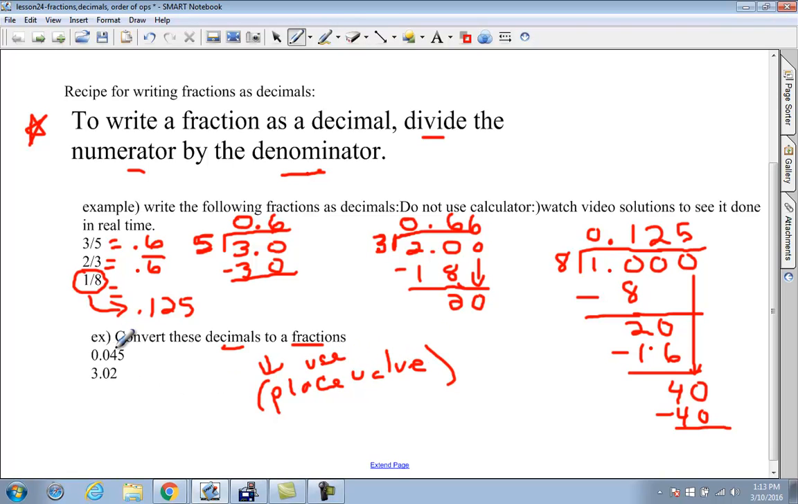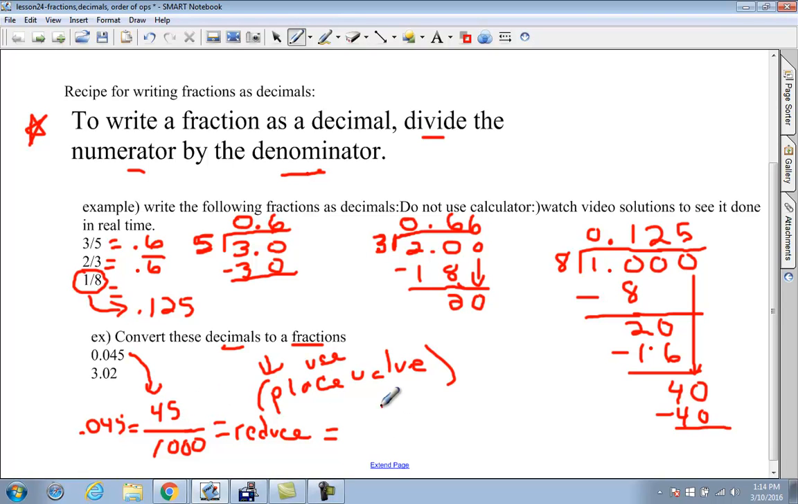All right, tenths, hundredths, thousandths. So that's 45 thousandths. So I'm just going to write that as 45 over 1,000. And reduction is fine. So note to self, reduce that. So 0.045 is the same as 45 out of 1,000, which we know is going to reduce.